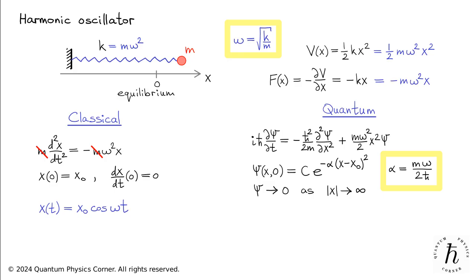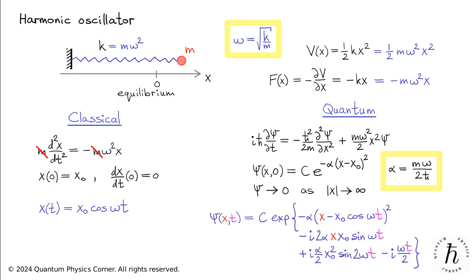The mathematical problem defining the spatio-temporal form of the wave function psi is now well posed. Here is the solution to this problem. For clarity, the x-dependence of psi is denoted in red, while the t-dependence is highlighted in purple.